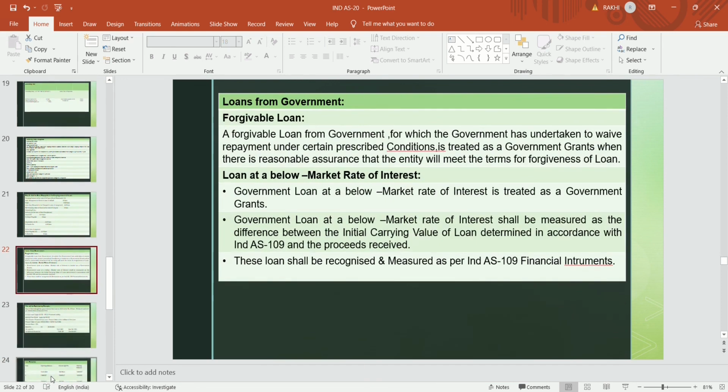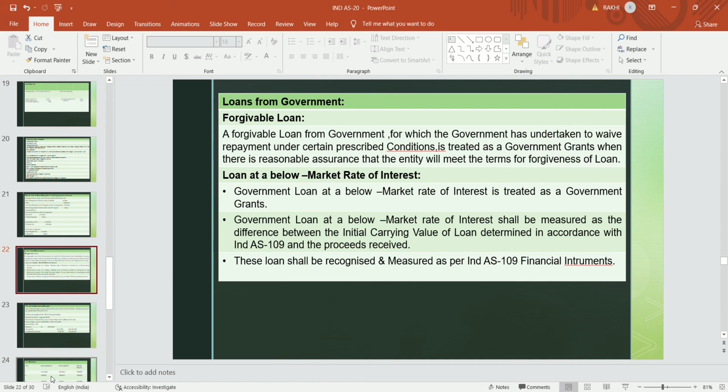Then this topic is also very important: loan from the government. If the government has given any loan to the company, whether an interest-free loan, a concessional loan, or a forgivable loan, any kind of loan the government has given to the company, that loan is also treated as a government grant.